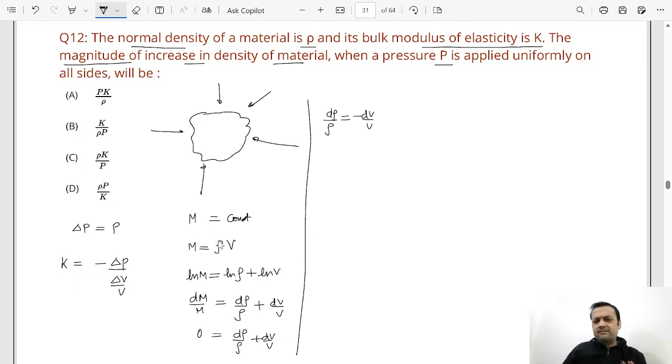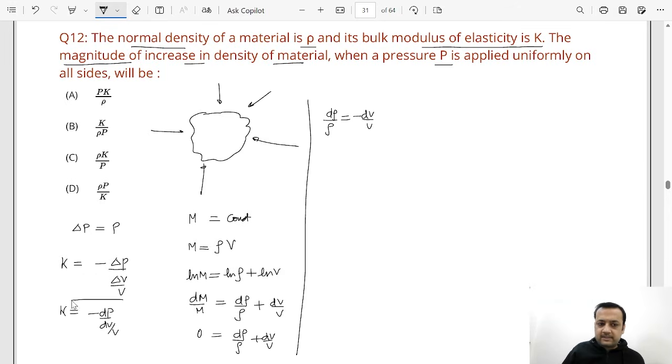And for small changes, whether you write delta v by v or dv by v, it will hardly matter, because for small changes delta v or dv will be same. So you can write this bulk modulus as minus dp upon dv by v also. For small changes, we can do like that, because generally when you compress a material by applying the pressure, the volume does not change too much. Suppose I am compressing it, volume will change very, very little. So that means minus dv by v can be written as d rho by rho.